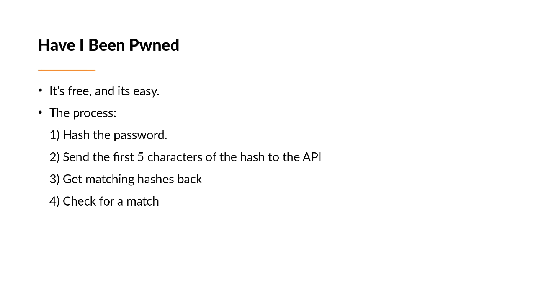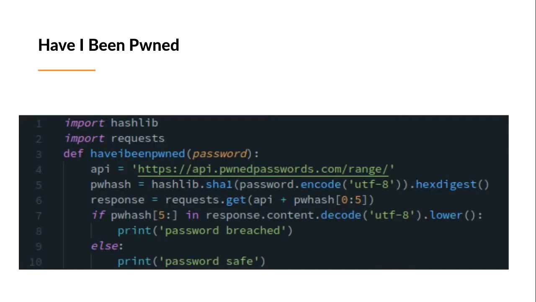It's really, really easy. You've got their password, you're deciding whether to allow it, you SHA-1 hash it, you send the first 5 characters to the API, you get the hashes back, and you just check for a match. It's that easy. You don't have to transmit any actual identifying data. A partial hash is nothing. It's garbage. So it's very, very secure. It's very safe. And it's that easy.